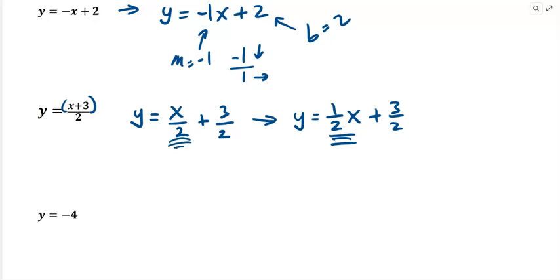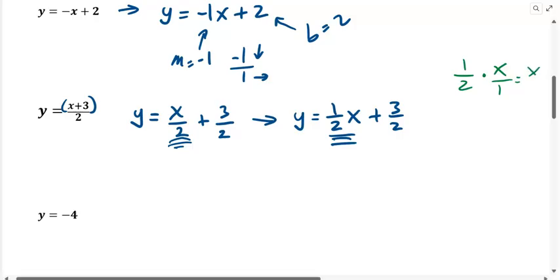Well, if you think about it, if I multiply 1/2 times x, I am multiplying a fraction times a whole thing, so I put a 1 under that. Now if I multiply straight across, I get 1 times x is x, and 2 times 1 is 2, x over 2. So you see, those are the same thing. But we write it in slope-intercept form as 1/2 x.